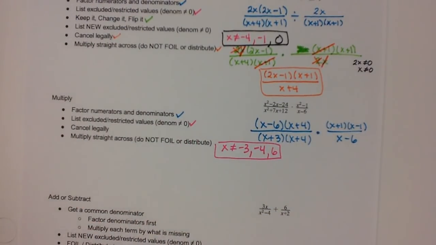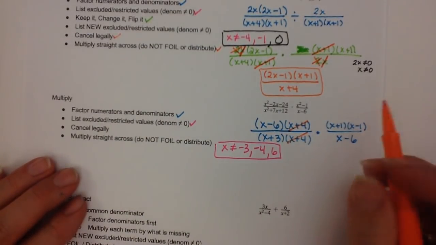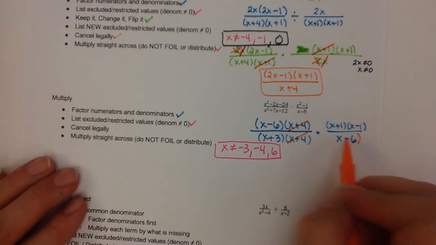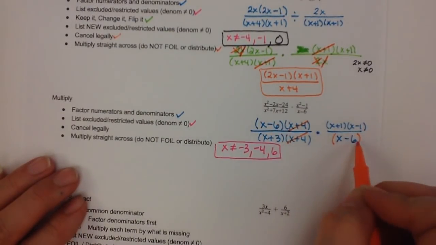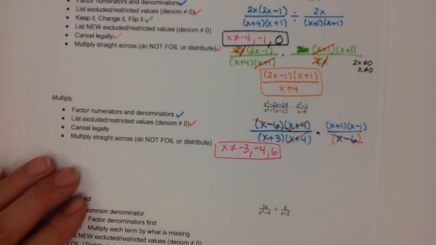Next, we will cancel legally. So anything that exactly matches, like x plus 4 and x plus 4. I also have an x minus 6 here and an x minus 6 here. Even though that's not in parentheses, it is multiplied, so I can cancel the x minus 6's.